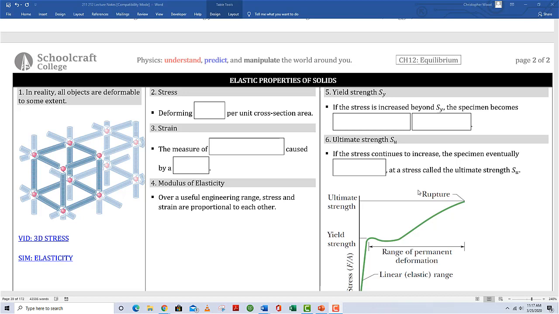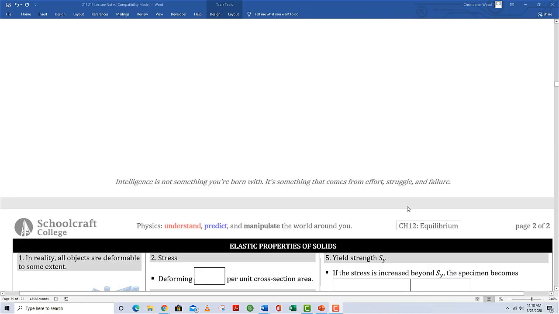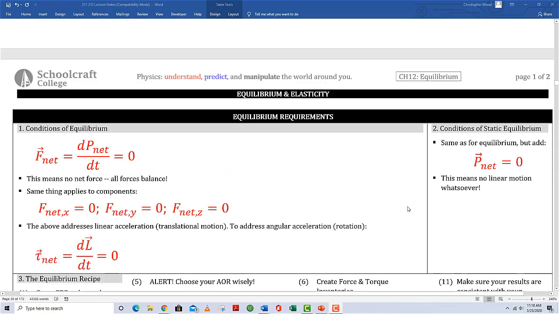Most of you will take a class called Engineering Materials or Engineering Statics, where you study both static equilibrium and material properties. Sometimes those are combined into a single class, sometimes those are two separate classes. In this class, we're just going to stay focused on static equilibrium.